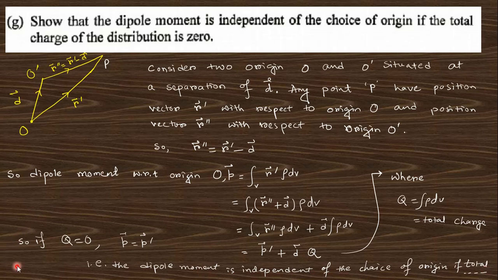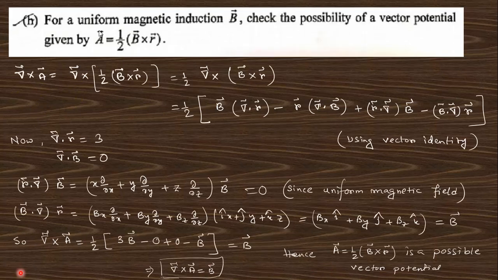Simple. Next question. For a uniform magnetic field, check the possibility of this vector potential. You know B equals curl of A. So if you find that curl of A equals B, then this can be written as the magnetic field. So take the curl of A, with half the constant times the curl of this. You know the vector identity; this can be written as this fourth term.